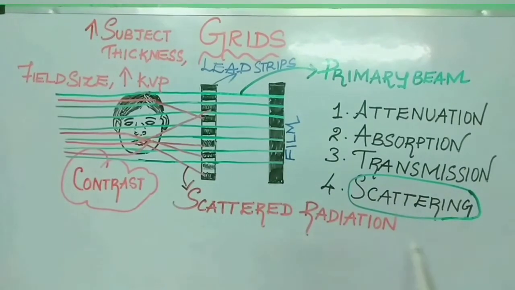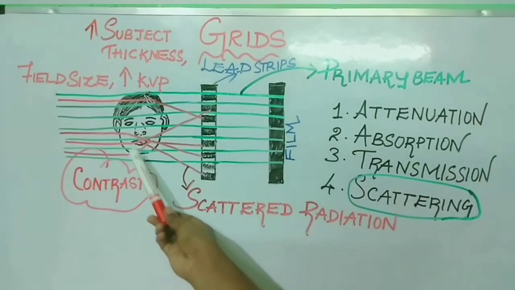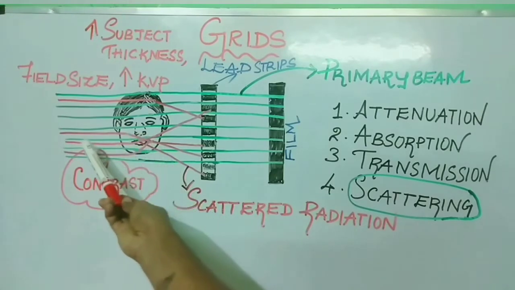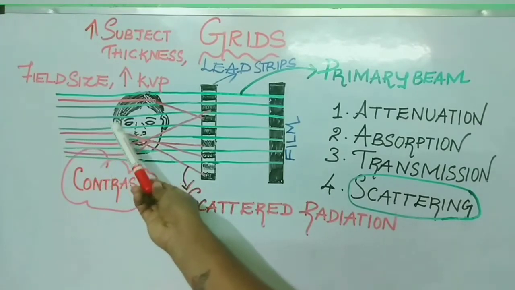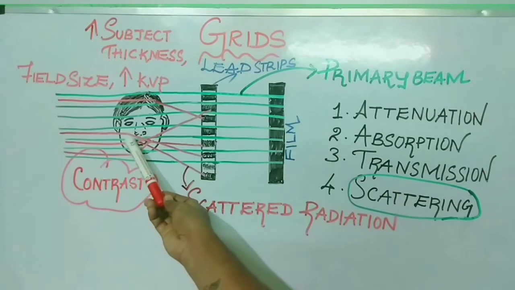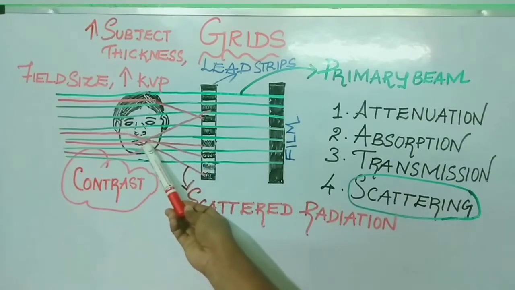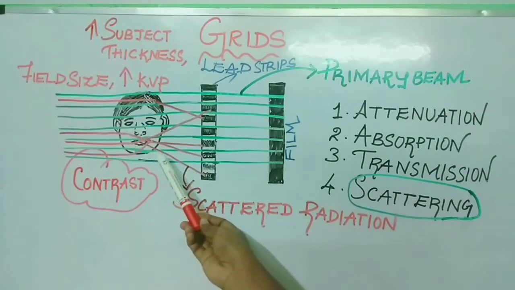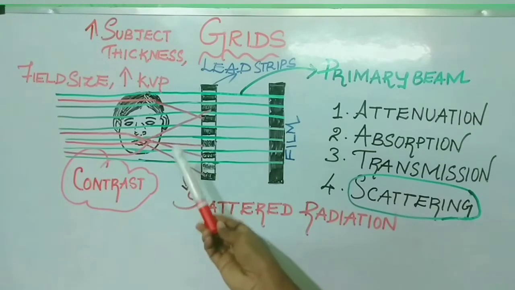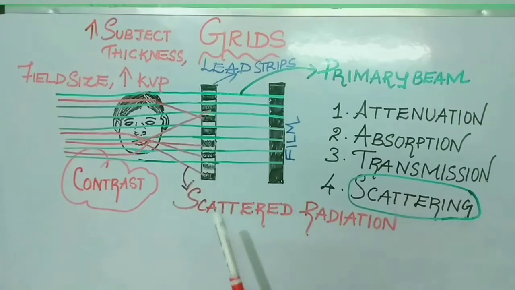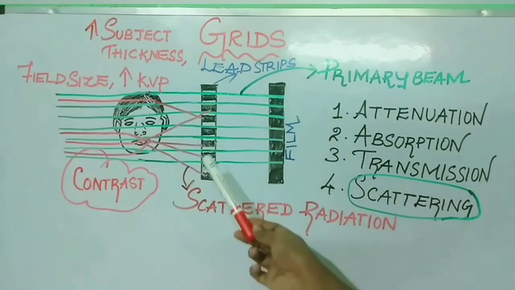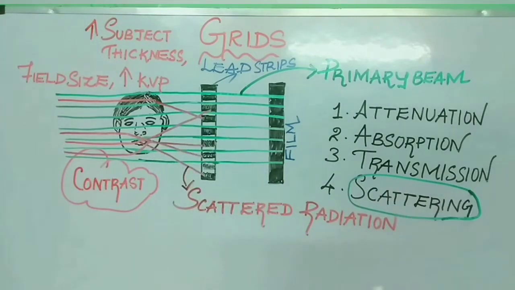Next is scattering. Now please have a look at these red colored lines. X-ray photons are coming. These X-ray photons are interacting with the object. After interacting with the object, these X-ray photons change their direction. So these are known as scattered X-ray photons. These scattered X-ray photons will cause fogging of the film, as they may not provide sufficient diagnostic detail owing to their less penetrating power.